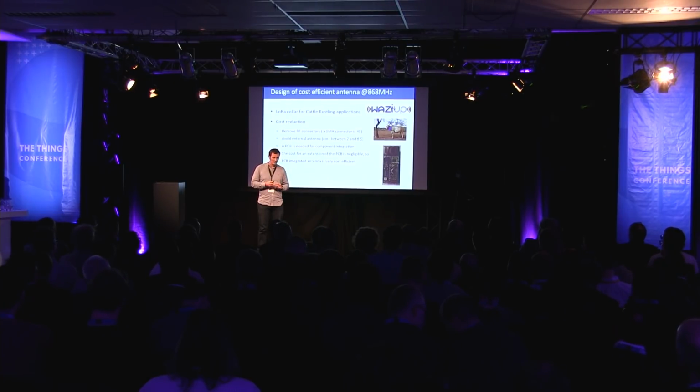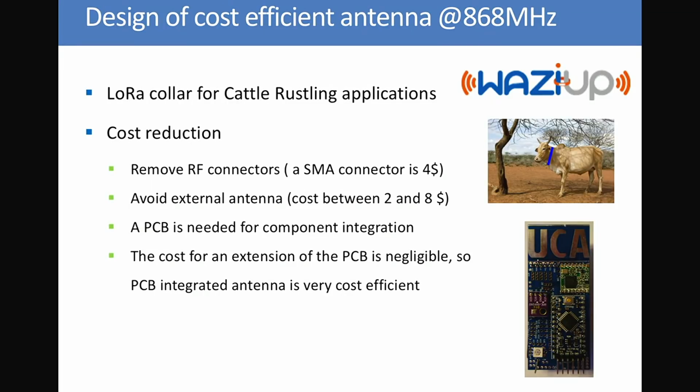It's a LoRa collar for cattle roasting application for emerging countries. So the idea was to design an open source integrated antenna, and the idea is to get something very cheap and very efficient. To reduce the cost, the first thing was to say, okay, we have to remove the RF connectors because, of course, you have an additional cost to use connectors. Then you have to avoid external antennas, because external antennas also have a cost. It can be from $2 to $8.